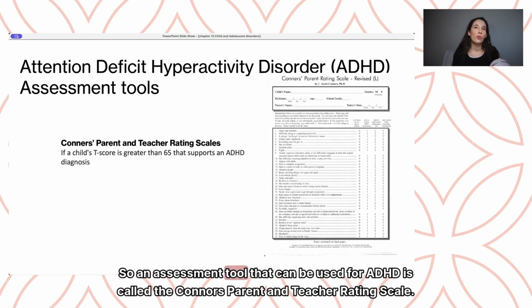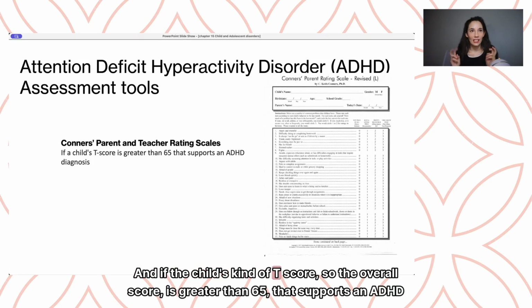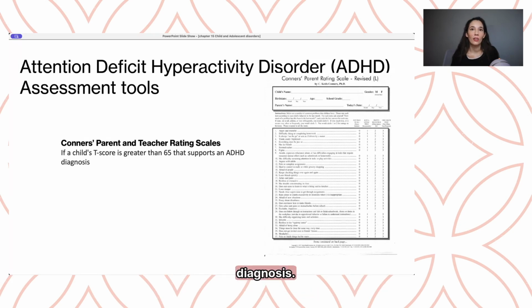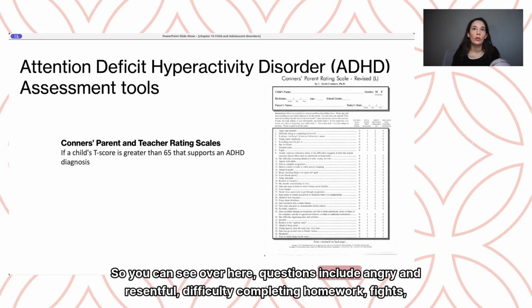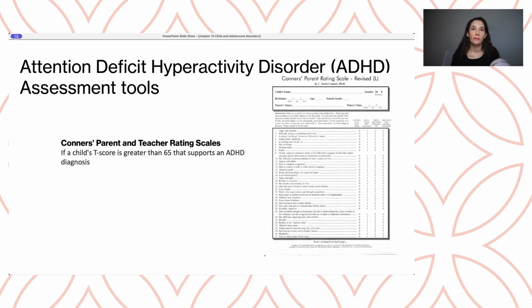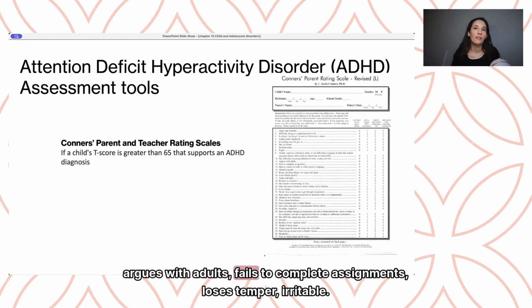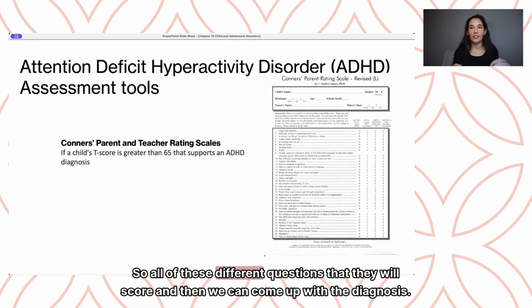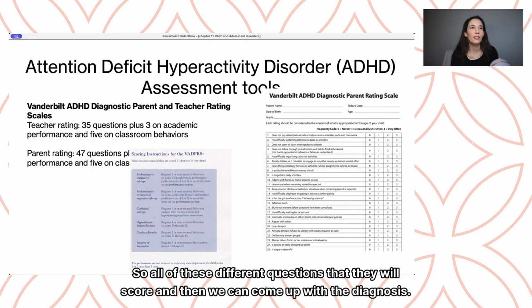concentration. So an assessment tool that can be used for ADHD is called the Conners Parent and Teacher Rating Scale. And if the child's T-score, so the overall score, is greater than 65, that supports an ADHD diagnosis. So you can see over here, questions include, angry and resentful, difficulty completing homework, fights, stomach aches, argues with adults, fails to complete assignments, loses temper, irritable. So all of these different questions that they will score, and then we can come up with a diagnosis.